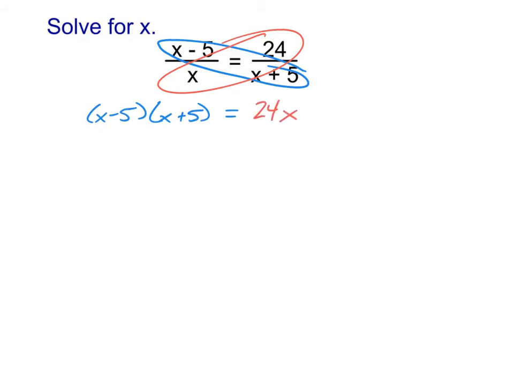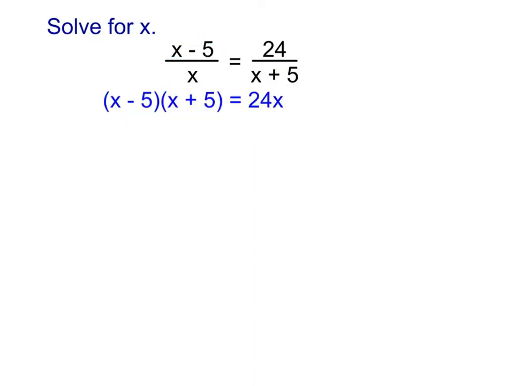But on the left side, if I'm going to multiply out x minus 5 times x plus 5, remember that you have to multiply everything in the first parentheses by everything in the second parentheses. So this x multiplies by both the x and the plus 5, and the minus 5 also multiplies by the x and by the plus 5. When we do that and combine like terms, we end up with just x squared minus 25. So in this case, we have x squared minus 25 equals 24x.